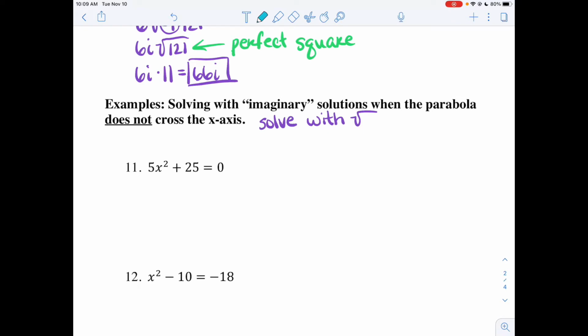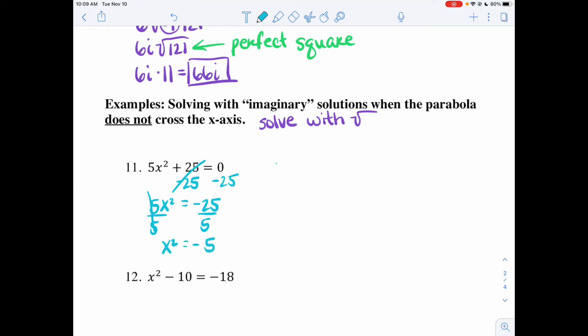And remember, to solve with square roots, we need something squared on one side and a constant on the other side. So on problem number 11, the first thing that I want to do is subtract 25 from both sides. And that's going to give me 5x squared is equal to negative 25. I can go ahead and divide out 5. Remember, we want this as simplified as we can before we start taking the square root. So I'm going to have x squared is equal to negative 5.